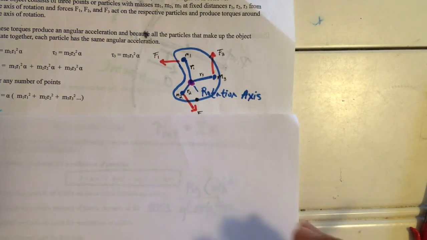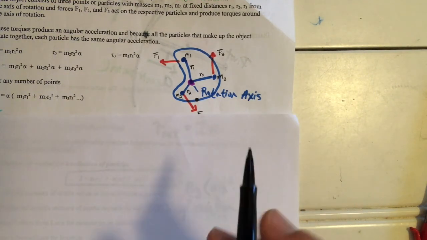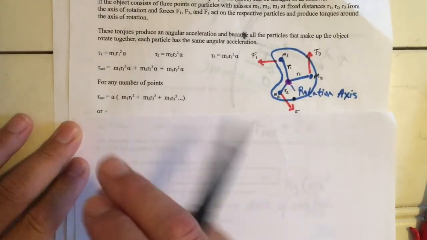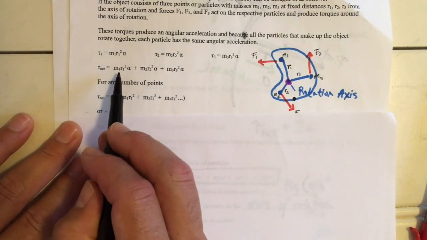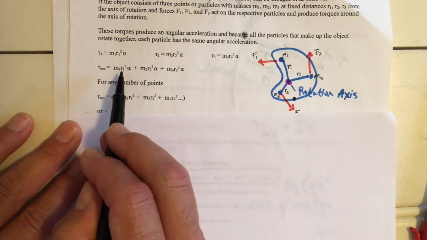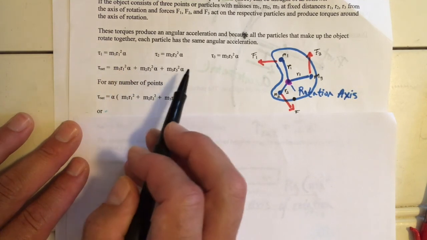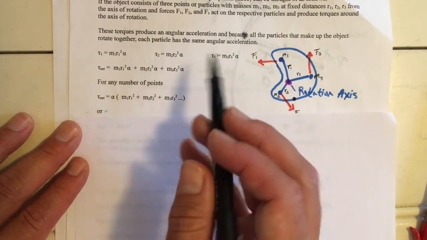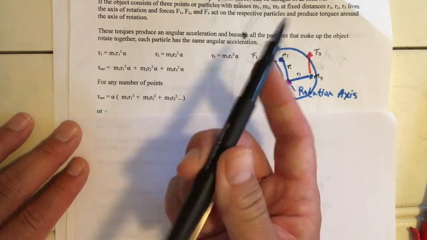All right. So anyways, the idea here is that there's going to be a net torque generated by each mass, right? Each mass is going to have a different distance from the axis of rotation, but all three masses will have the same angular acceleration. And that should make sense.